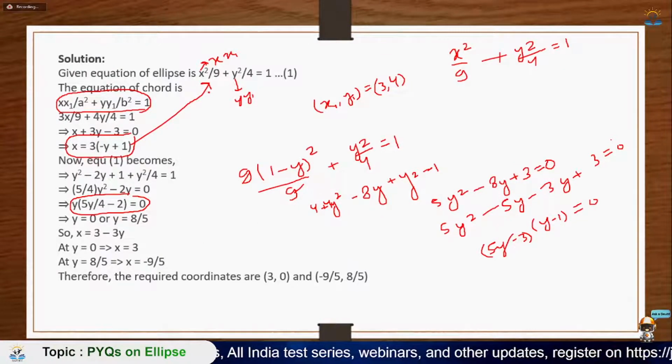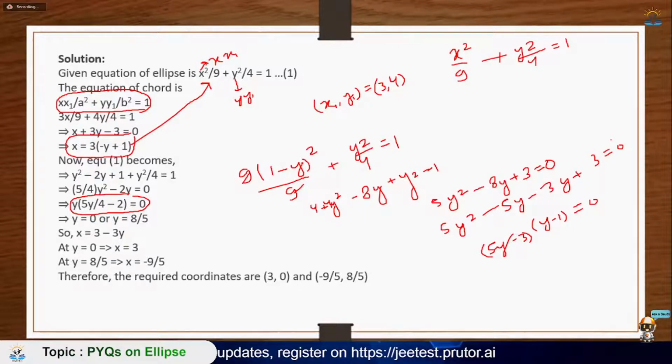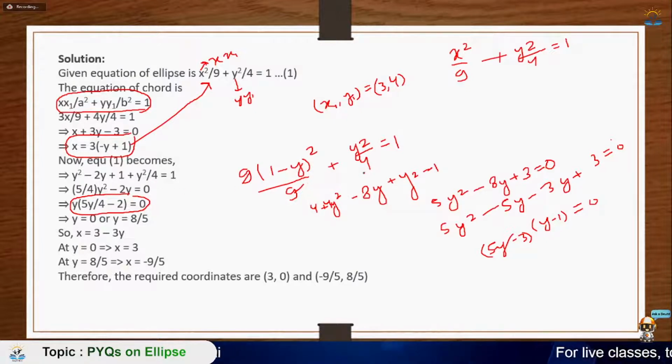minus y plus 1. When I put it in this equation, I will get 9 times (1 minus y) whole square upon 9 plus y square upon 4 equal to 1. So this thing is equal to y square minus 2y plus 1 plus y square upon 4 equal to 1. So on substituting, I will get 4y square plus 4 minus 8y plus y square equal to 4. Okay, this thing is equal to 4, sorry.